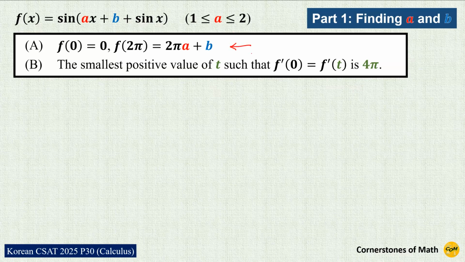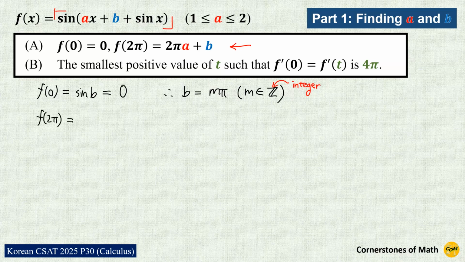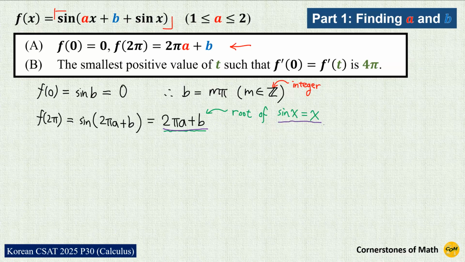First, let's use these two given values in condition A. Using the given expression for f(x), we know that f(0) is expressed as sin b, and this equals 0. Therefore, b equals mπ, where m can have integer values. Next, f(2π) is given as sin(2πa + b), so this equals 2πa + b. The implication of this is that 2πa + b can be considered as a root of the equation sin x = x.